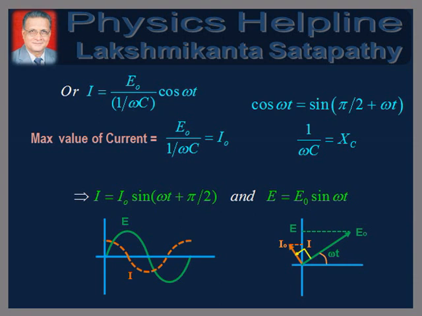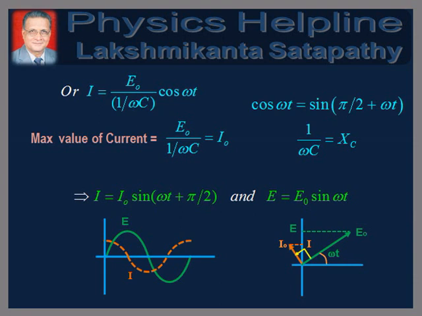Rearranging, we get I is equal to E0 divided by 1 by omega C into cos omega t. We observe that the maximum value of current is equal to E0 divided by 1 by omega C. Therefore, we put it as equal to I0. Here we note that 1 by omega C is capacitive reactance represented by XC, which has the dimensions of resistance, and we use the identity cos omega t is equal to sin omega t plus pi by 2. Therefore, we get I is equal to I0 sin omega t plus pi by 2.